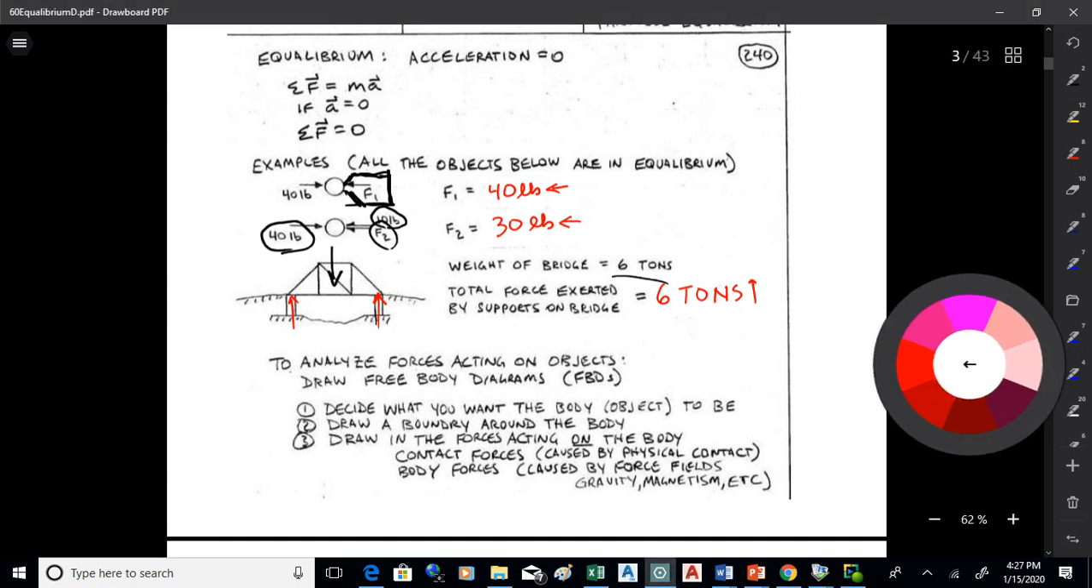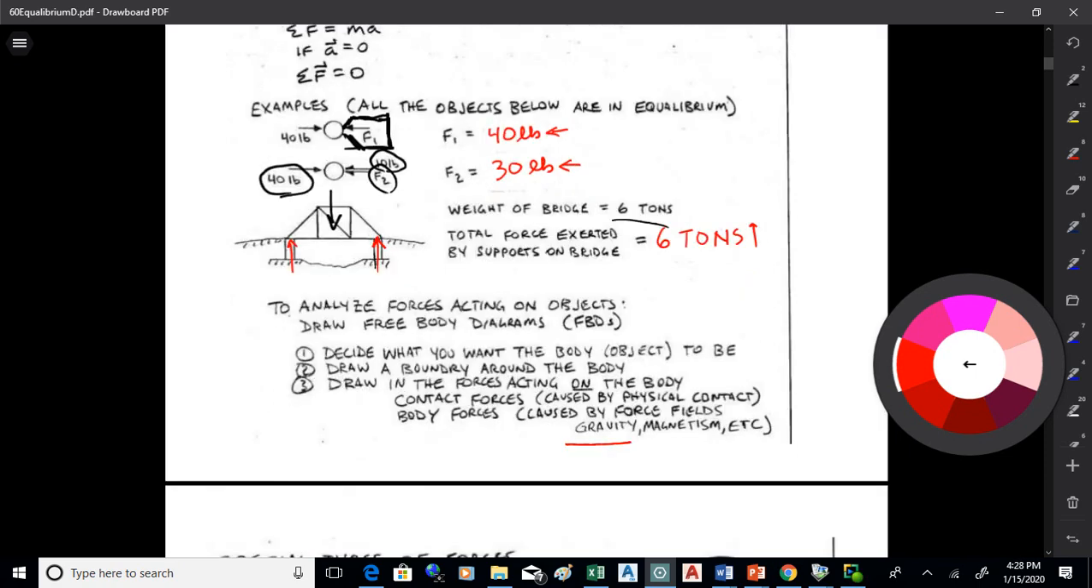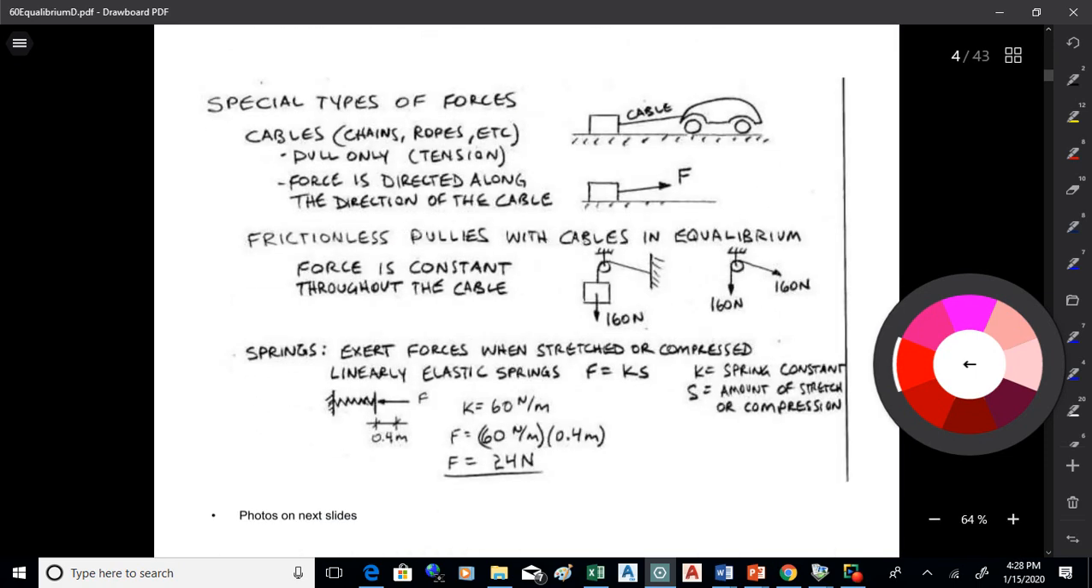Now, if you're in physics, you probably encounter lots of force fields, gravity and electromagnetism and things like that. But here in statics, we're going to stick with more everyday engineering stuff. We're just going to deal with gravity here. And that's the only body force we have, which is a force field. Okay? So we're going to look in particular for contact forces, things that are pushing or pulling on the object. Right? Now there's some special types of forces that we want to cover. So let's have a look at these.